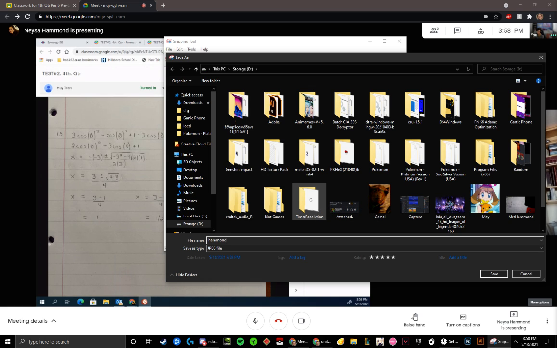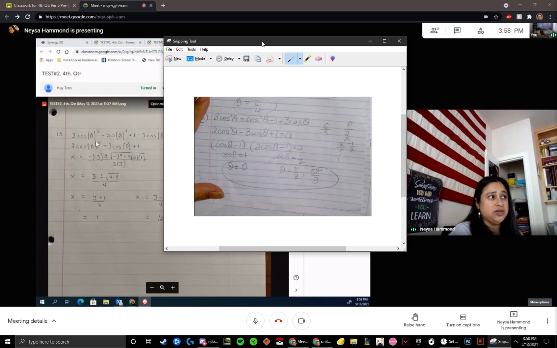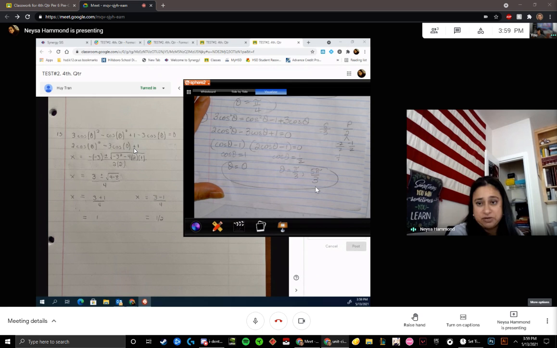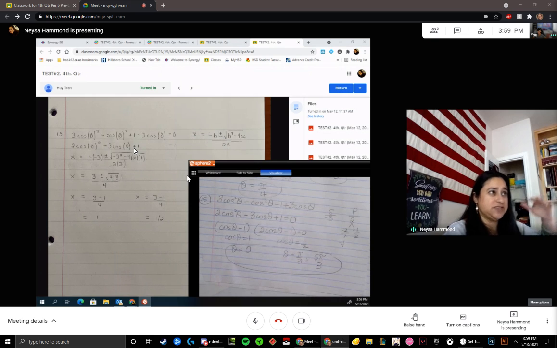Okay? So here, in your quadratic form, this is really 2x squared minus 3x plus 1. So then after you get the two answers, 1 and 1 half, you have to set them equal to cosine theta and then get the angles from there. Cosine theta of 1 gives 0, and cosine theta of 1 half gives you angles of pi over 3 and 5 pi over 3. So you just had the first half of it.